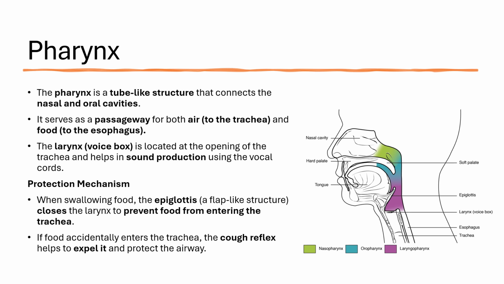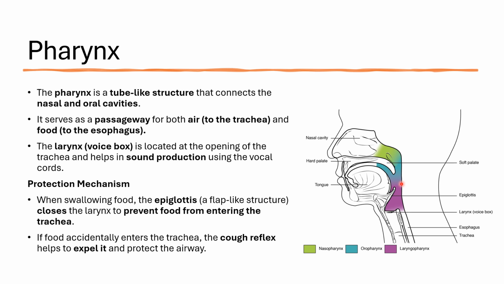Next, let's talk about the pharynx. So the pharynx is a tube-like structure that connects the nasal and oral cavities. So here we have the nasal cavity, and down here we have the oral cavity. So this area is called the pharynx. It's also a tube-like structure.